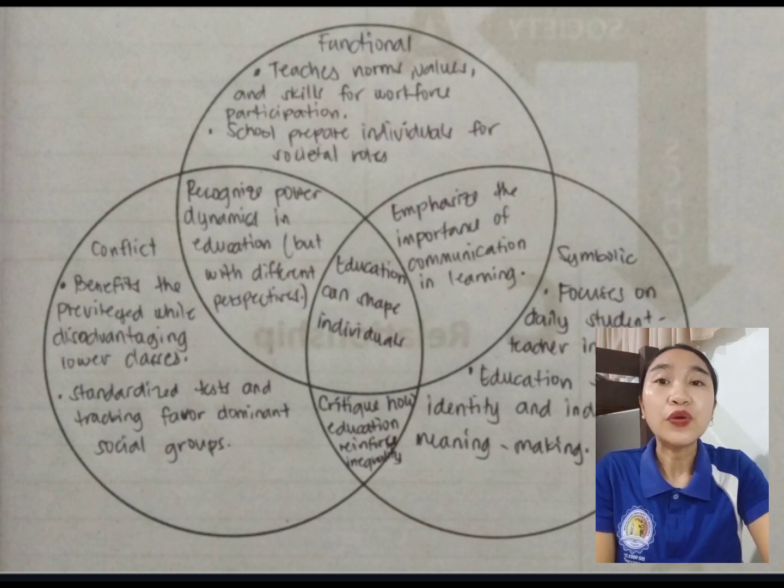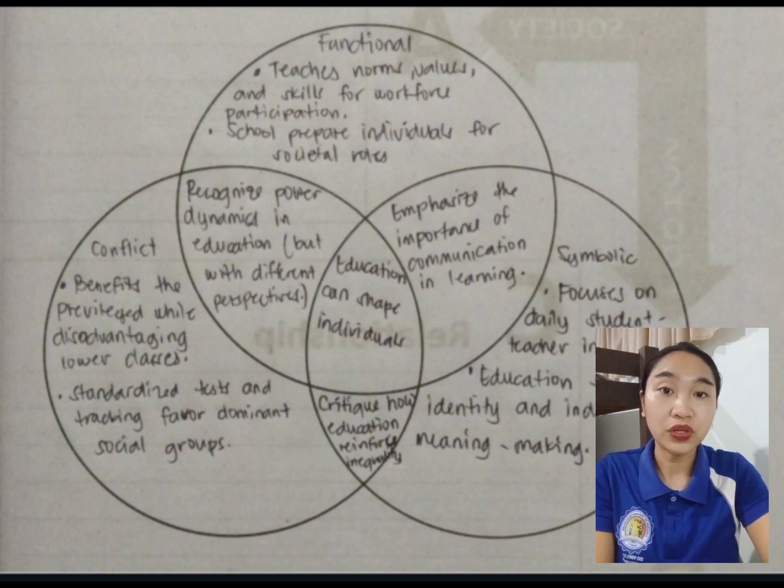Education reinforces inequality and benefits the powerful. Conflict theorists argue that schools do not provide equal opportunities but instead perpetuate class divisions. The wealthy and privileged get access to better education, while the marginalized groups face barriers. For example, private schools offer better resources, which leads to greater success for wealthy students, while the underfunded public schools struggle. So that's the conflict we're trying to interpret.